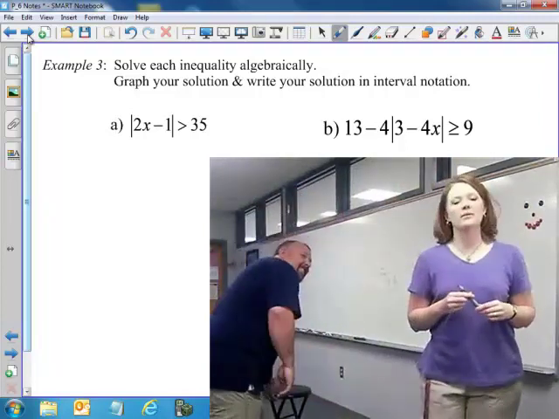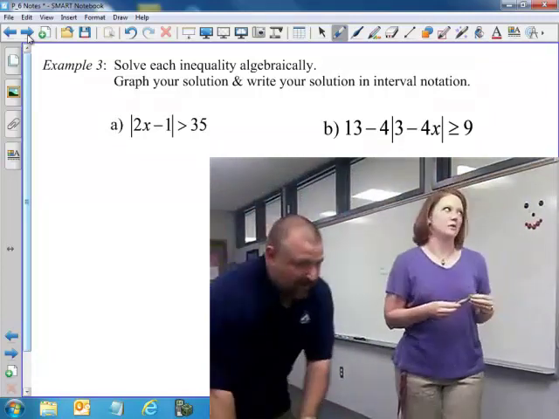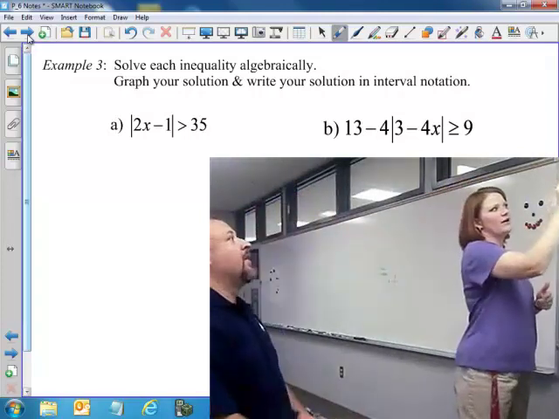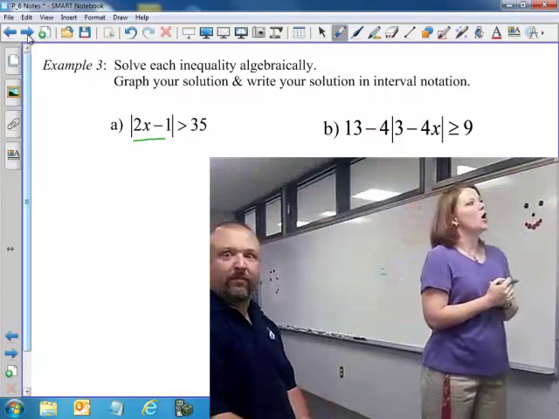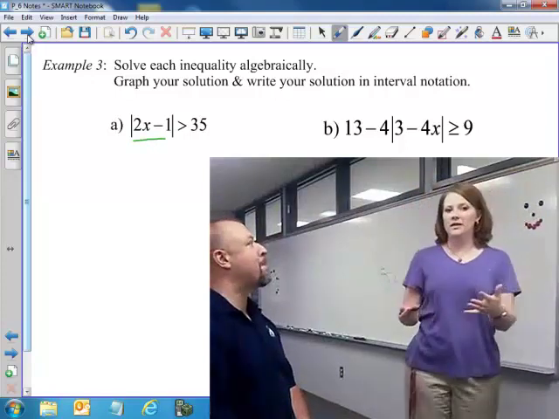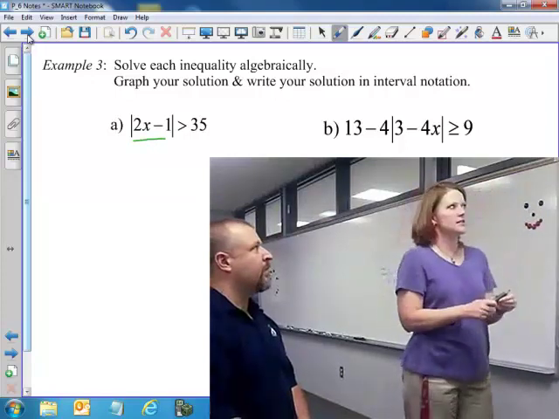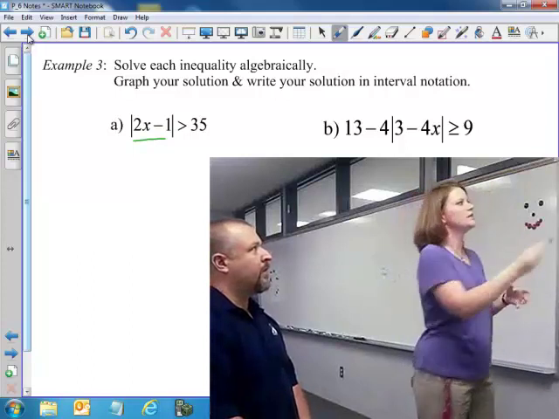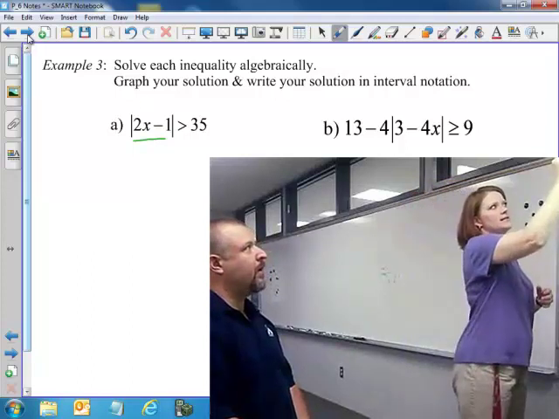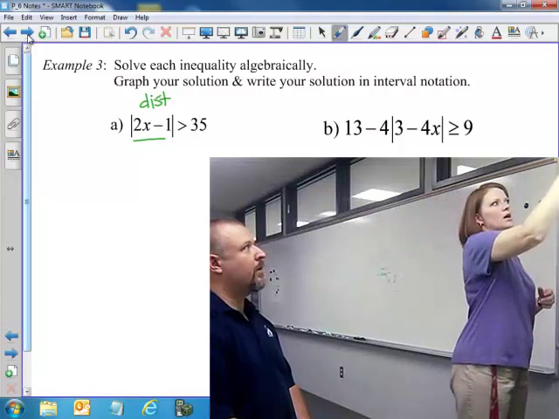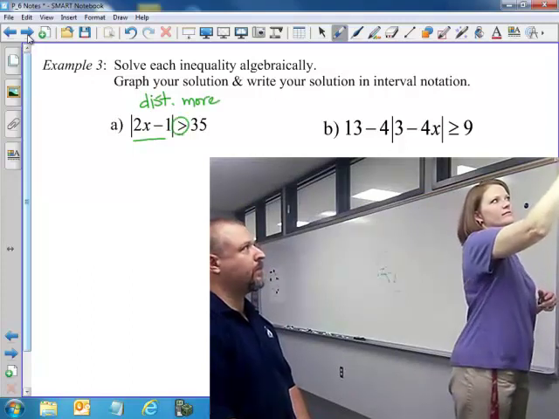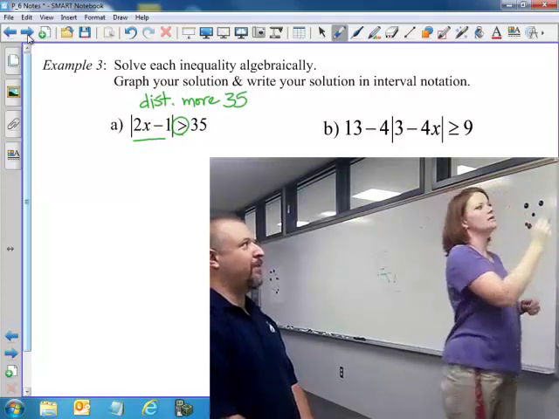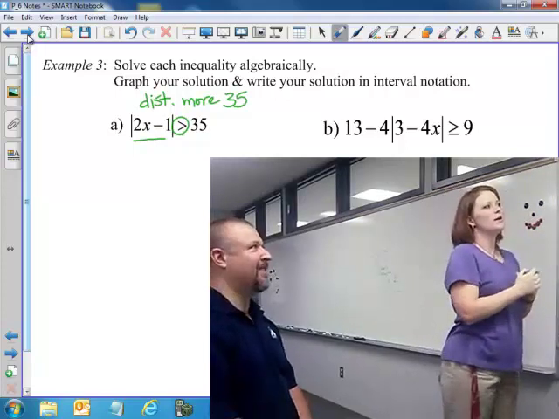No, just like last class, we want to make sure that our absolute value is isolated first. And so this first problem, letter A, already has the absolute value isolated. So all we need to do now is apply the definition of absolute value, which says that our distance from 0. So our distance, in this case, has to be more than 35. That's what greater than means.